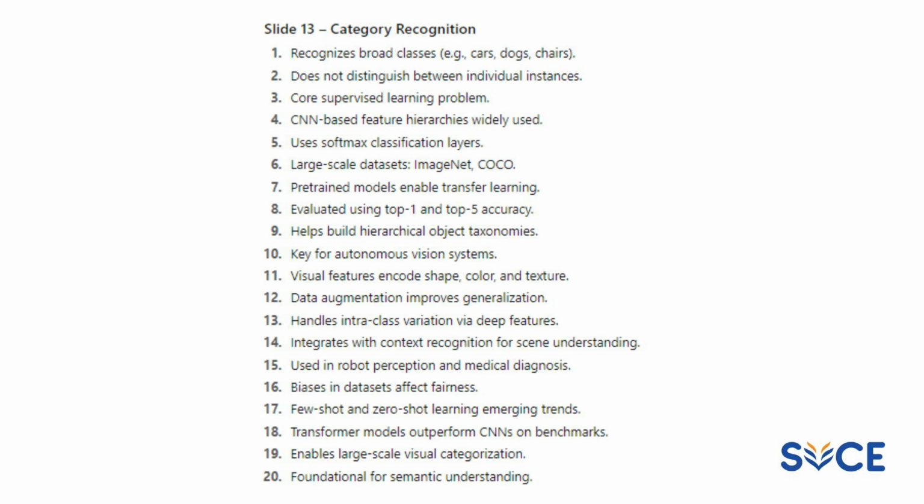The goal of category recognition is to assign each image, or each object in an image, to a predefined category label such as person, vehicle, flower, building, etc.